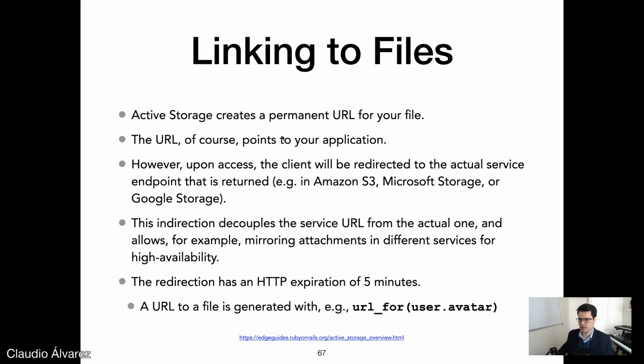¿Ya? Lo que hace el servidor es cuando el usuario pincha en ese link que va a la aplicación, redirige al usuario, le manda una respuesta 300, una redirección, posiblemente un 301 que es un redirect, y manda al usuario a buscar el archivo a Amazon, por ejemplo. Entonces, this indirection decouples the service URL from the actual one and allows, for example, mirroring attachments in different servers for high availability. Y es justamente lo que estaba comentando antes. Entonces, the redirection has an HTTP expiration of 5 minutes. Entonces, esos links de redirección que el servidor envía pueden tener un tiempo limitado, ¿ya? El servidor va generando nuevos links para acceso a los archivos.